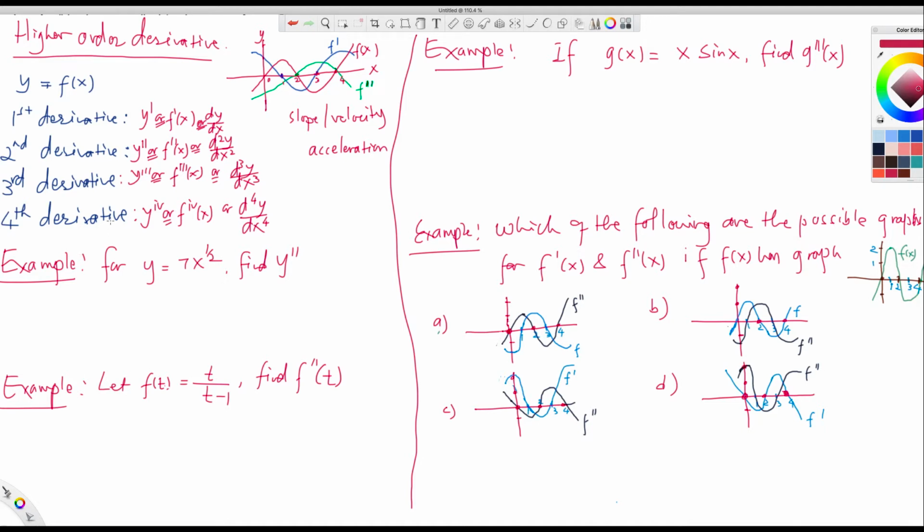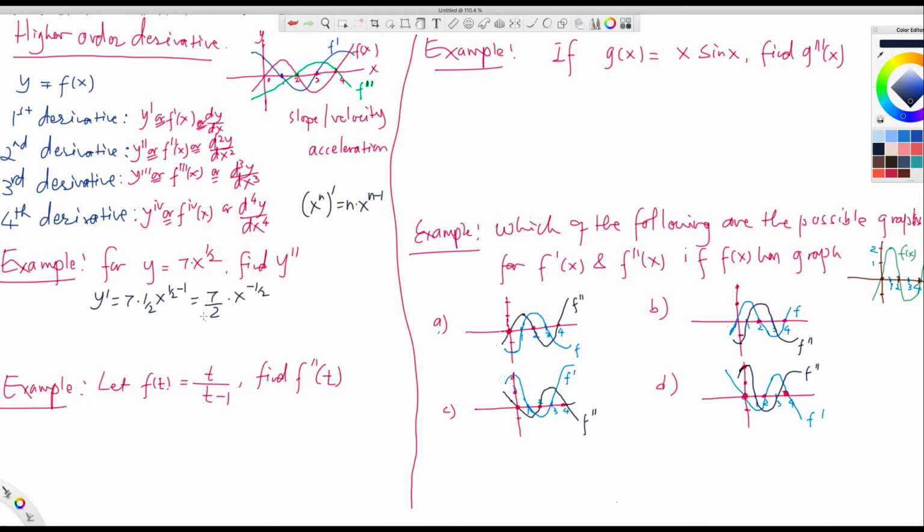Let us see some examples. Example number 1: y is given as 7 times x to the 1/2. Find y double prime. First we need to find y prime, that is 7 times 1/2 times x to the 1/2 minus 1, because 7 is a number, so you can pull that out, and then you use the derivative of x to the 1/2. What is the formula? The derivative of x to the n is n x to the n minus 1. If you simplify this, you get 7 over 2, because 7 times 1/2 is 7 over 2, times x to the negative 1/2.